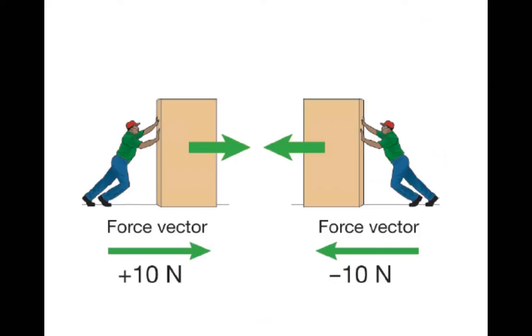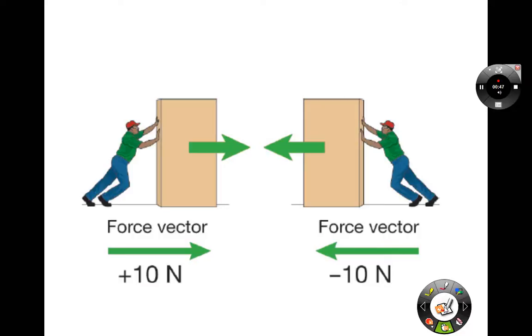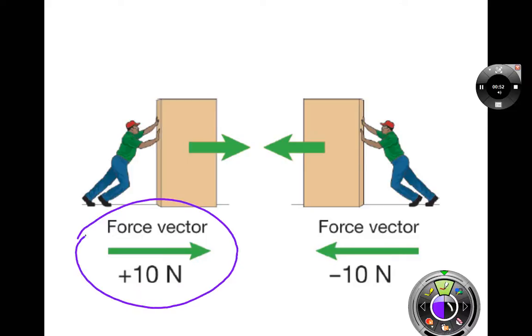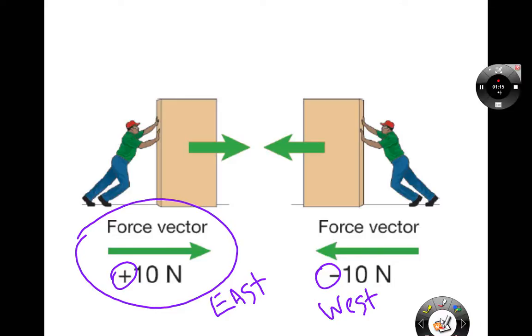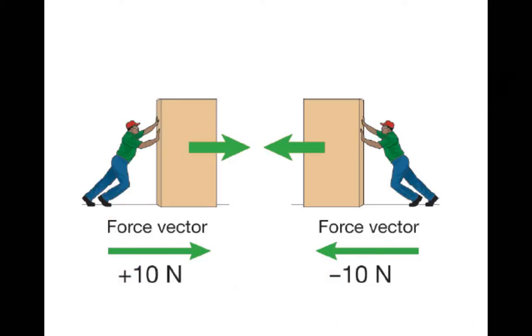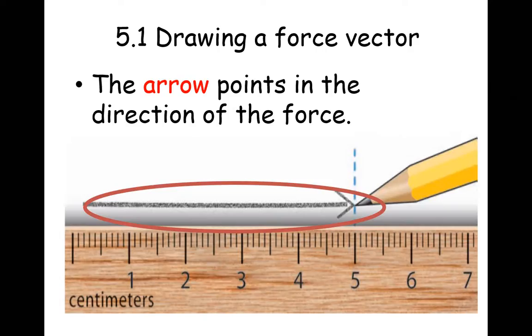Here's an example. In this example, we've got two guys pushing, and what I'd like you to note is that this guy is pushing with 10 newtons, but which direction is he facing? He's pushing to the east. East is a positive direction. This guy here is pushing to the west. West, as a force vector, is negative. So we use the arrow to point in the direction of the force.